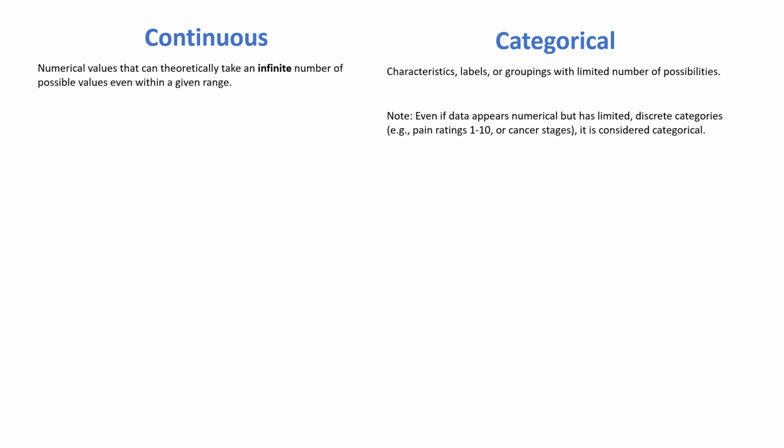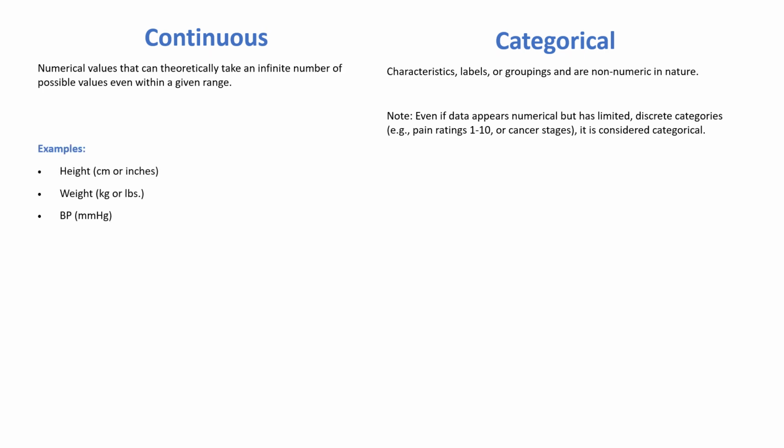Please note that even if data appears numerical, but it has limited or discrete categories, it is still considered categorical. For example, we might measure pain in numbers 1 to 10, but since they are discrete and limited, they are categorical data. The same is the case, for example, with cancer stages 1, 2, 3, 4, which are numbers, but since they are discrete and limited, they are categorical in nature.